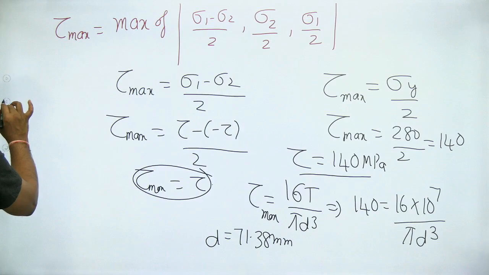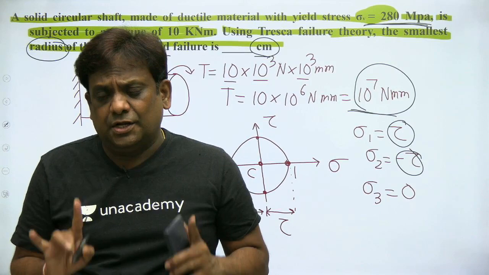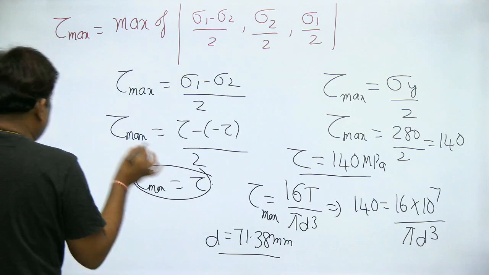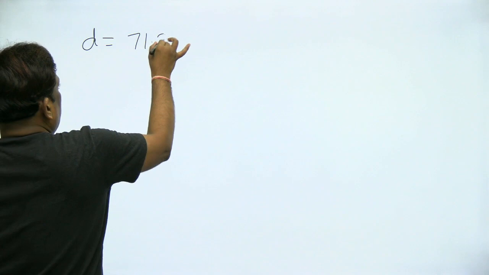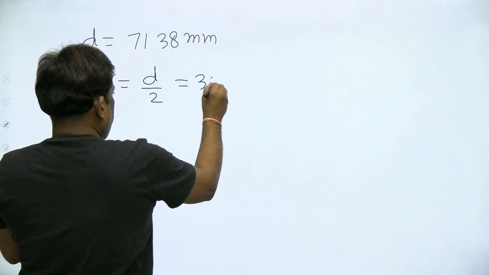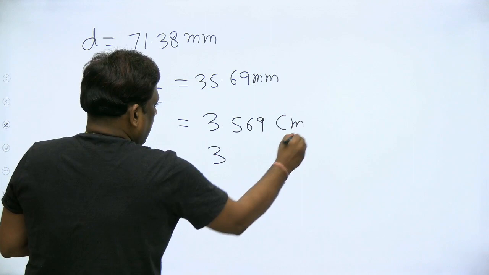But I think it is a fill in the blank question. He's not asking diameter, he's asking radius, and that too in centimeter. Always remember, whenever it is a fill in the blank question, you should take extra care of units. I got the diameter in mm, 71.38 mm. Radius is half of the diameter, so dividing by 2 we get 35.69 mm, which is 3.569 centimeter. Rounding it off, it is 3.57 centimeter. Is it clear?